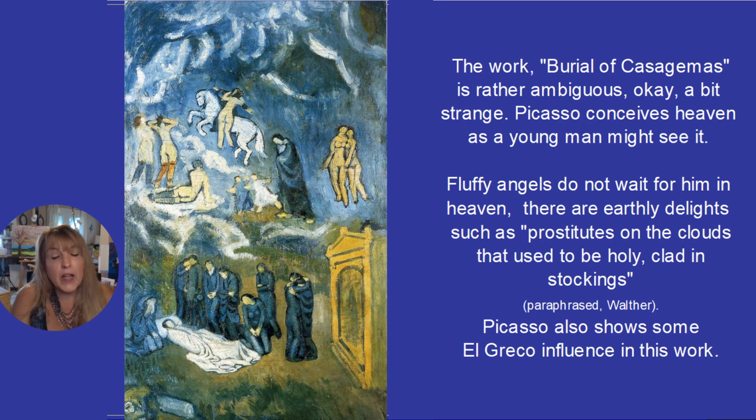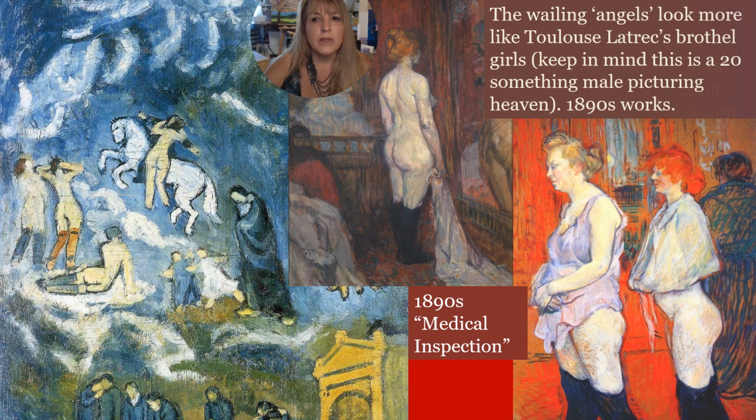Picasso also shows some El Greco influence on this. El Greco was a Spanish artist, and Picasso was a Spanish artist as well, but he was a Spanish artist who was painting in France. The wailing angels definitely resemble some of Toulouse-Lautrec's paintings. And these are from the 1890s, and they would have been around the Montmartre area of Paris. They would have been something that Picasso saw as well. And so definitely I think you can see those inspirations.